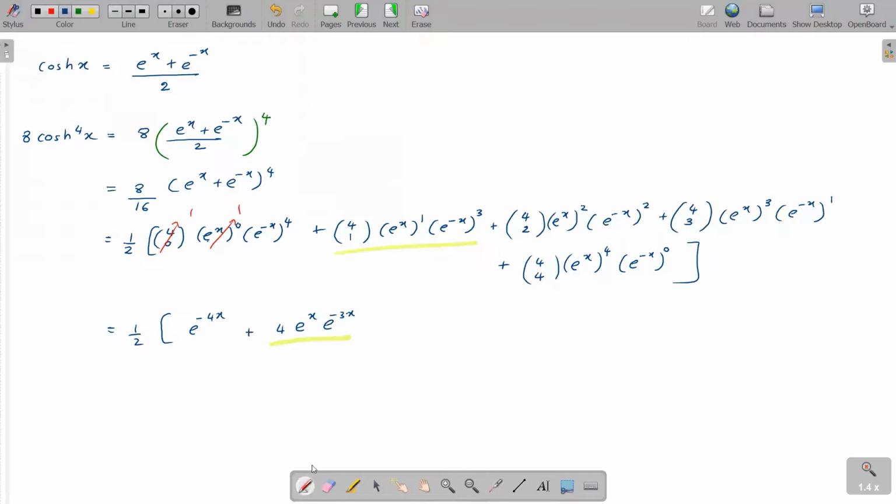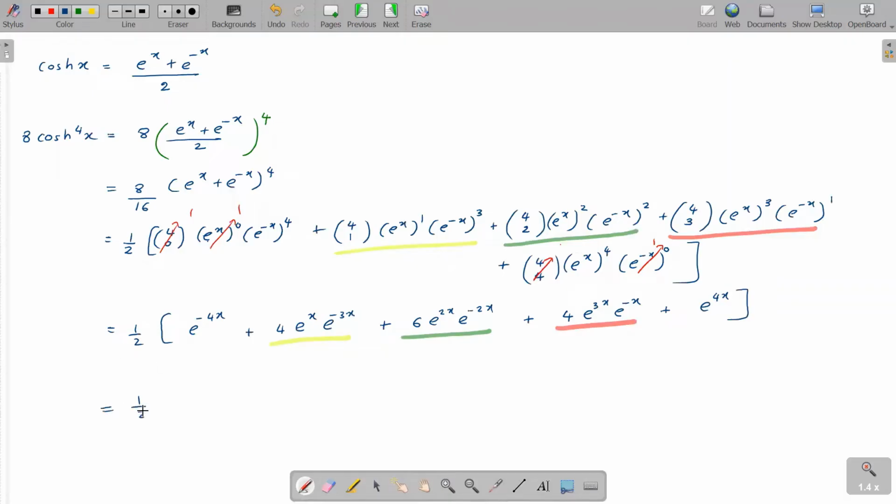The next one, how much is 4C2? 4C2 is 6. e^x to the power 2 is e^(2x), e^(-x) to the power 2 is e^(-2x). Do you agree with my answer? And the next one, 4C3 is 4. e^x to the power 3 is e to the power 3x. e^(-x) to the power 1 is e^(-x). Agreed? That's this term. And then the last one, 4C4 is 1. e^(-x) power 0 is also 1. We get here e to the power 4x. Are you guys with me?